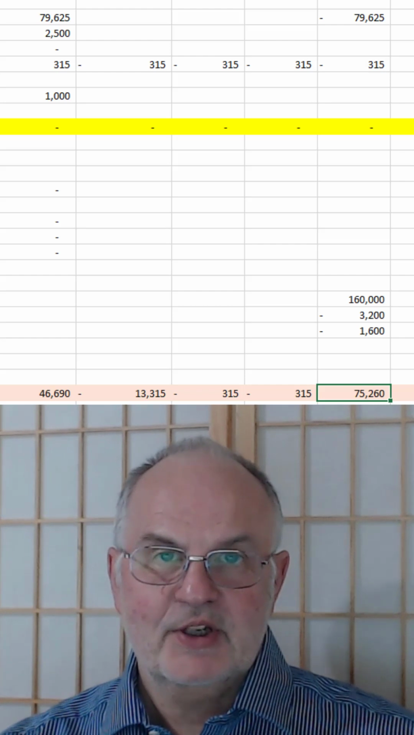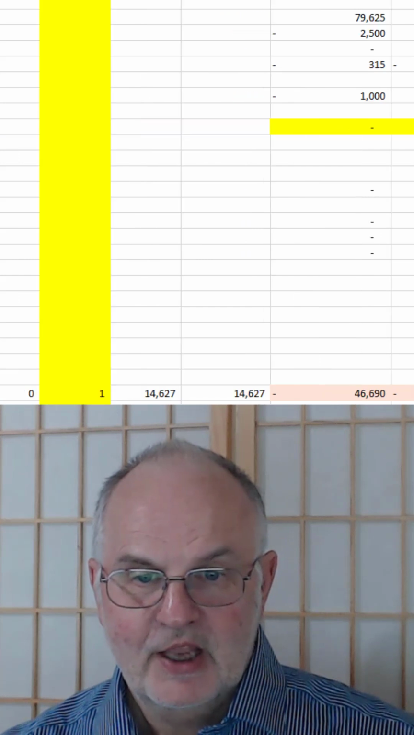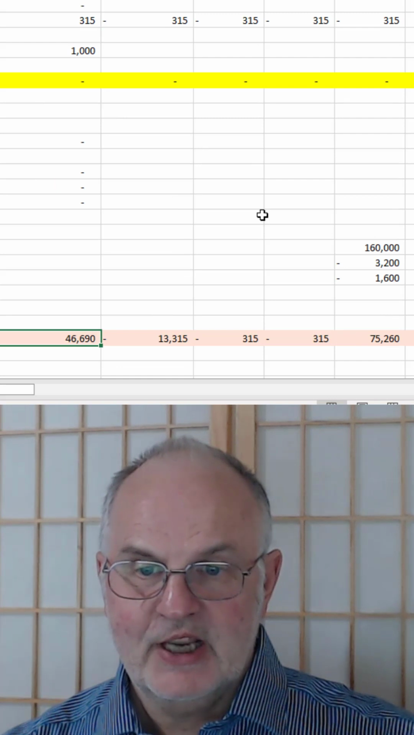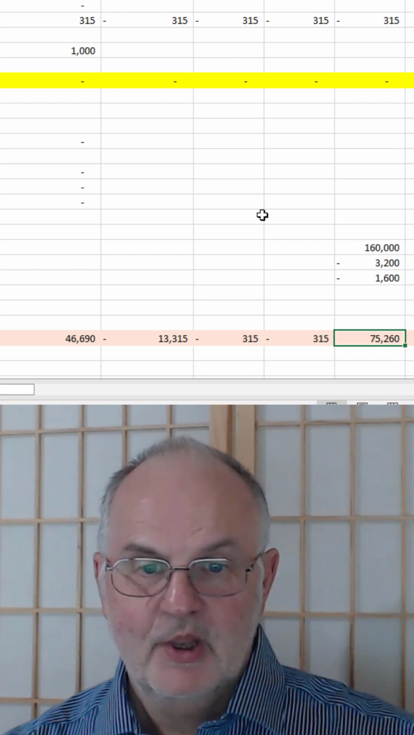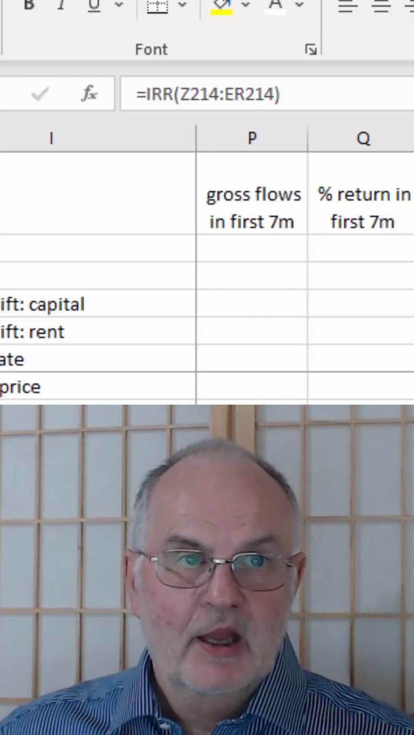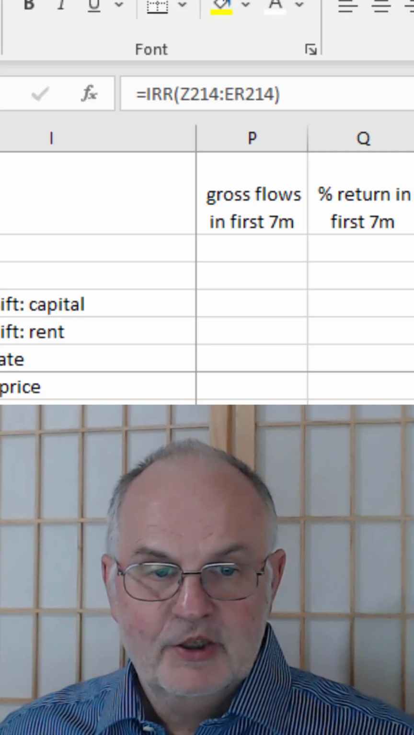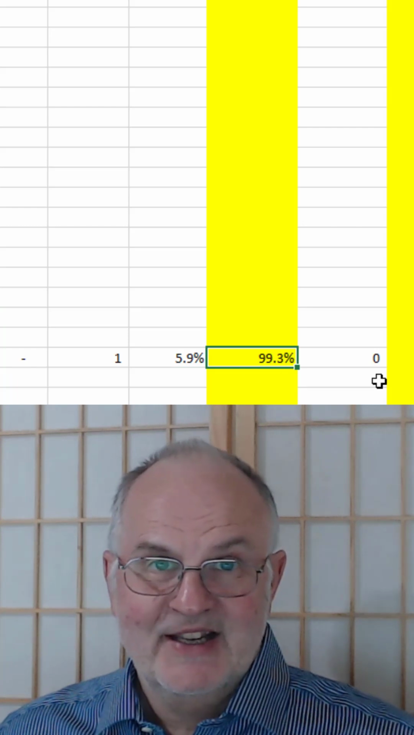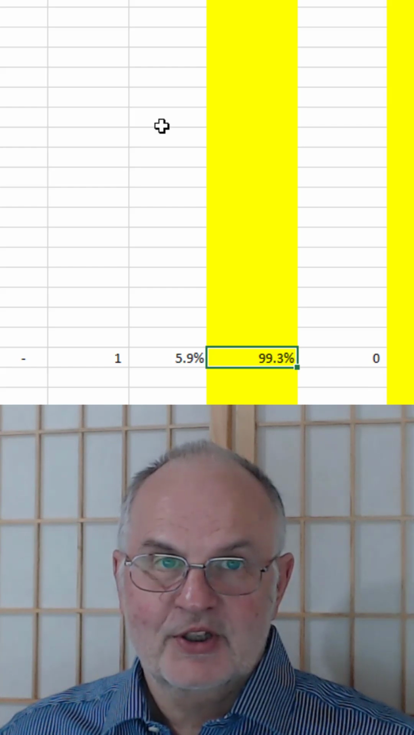This doesn't look at tax at all, just the cash flows. My flows are: month 1, 46,000 out, then 13,000 out, then 305, then 75,000 in 6 months' time. I use the IRR formula in Excel on these 5 flows, which shows the internal rate of return per month, and then I use another formula to annualize that. So that's like a 99.3% return on my initial investment of 46,000.